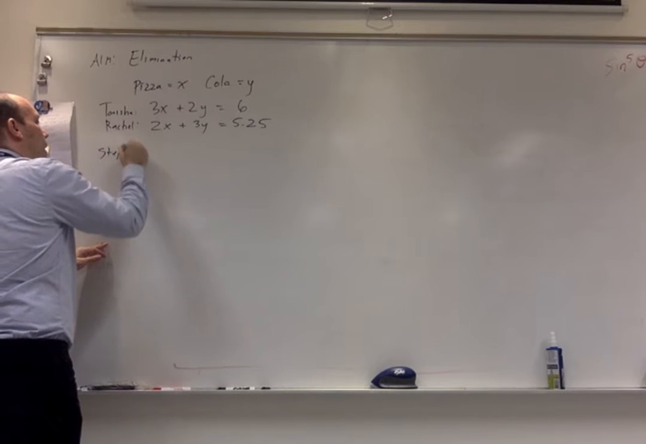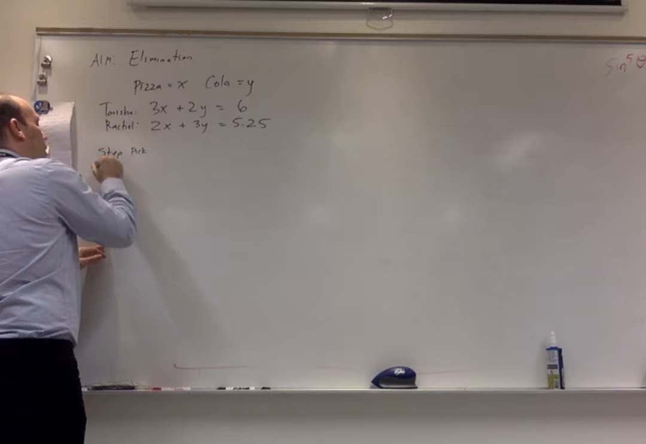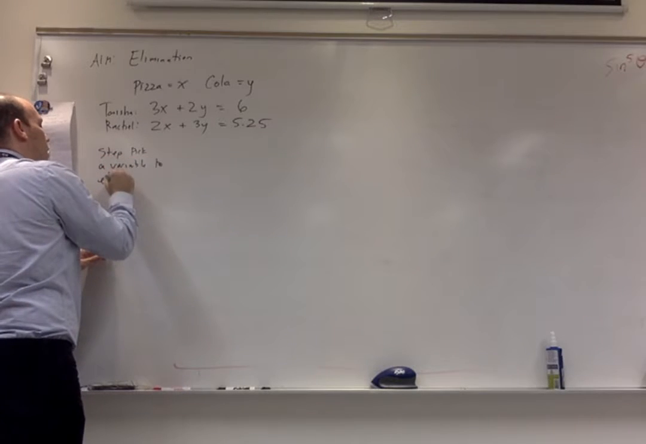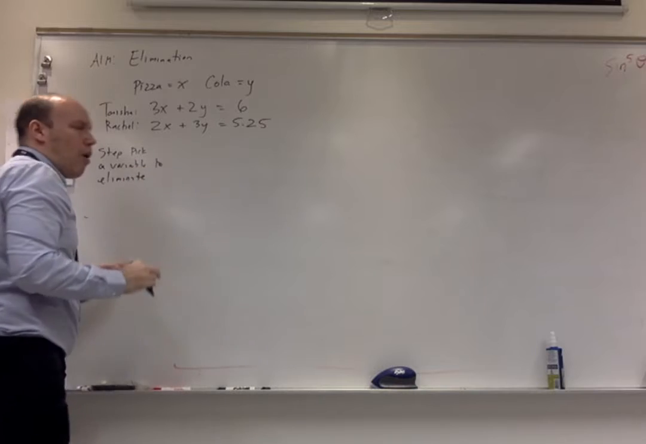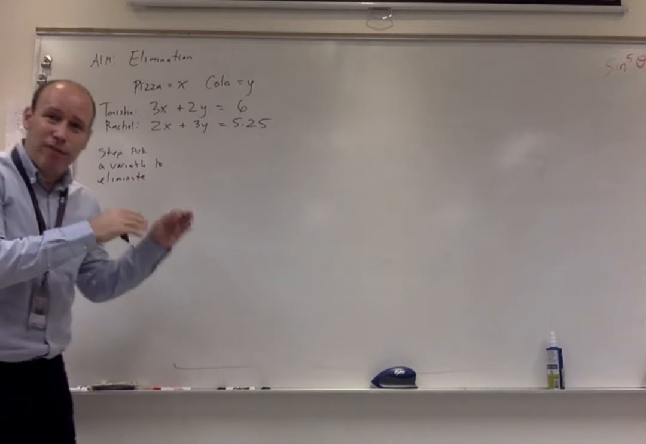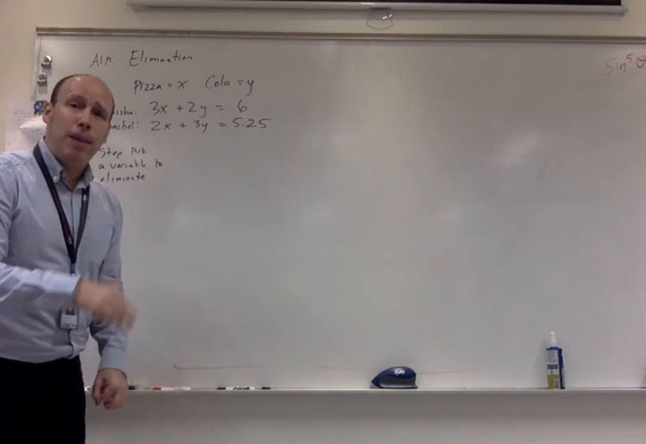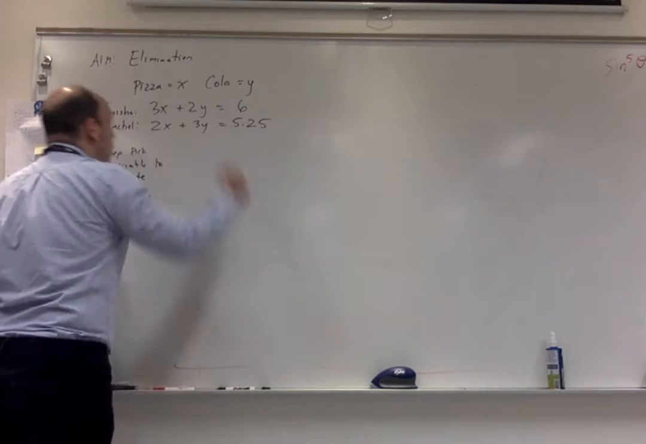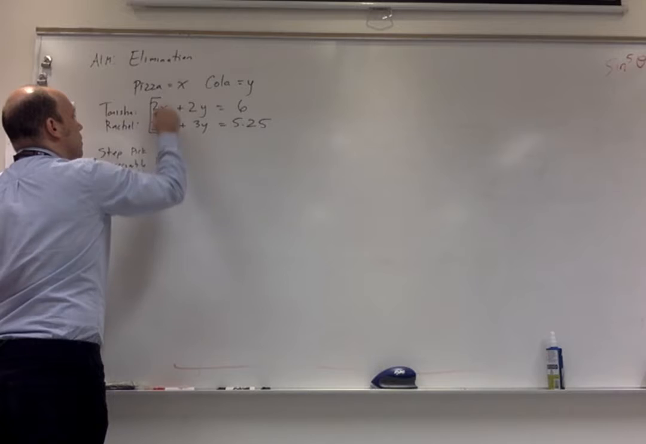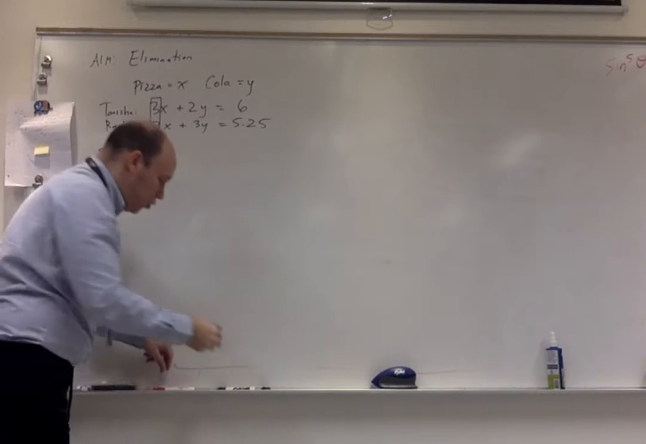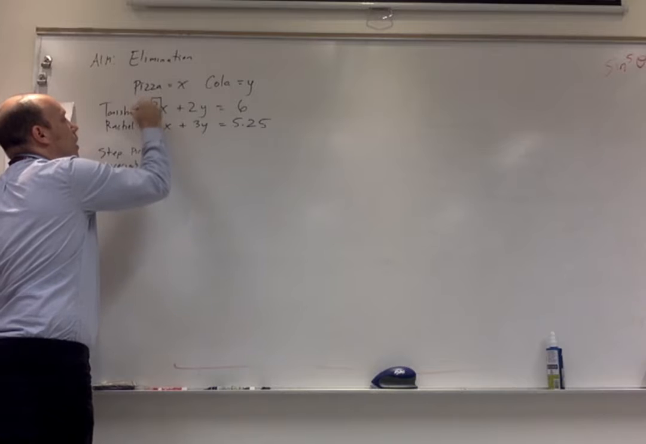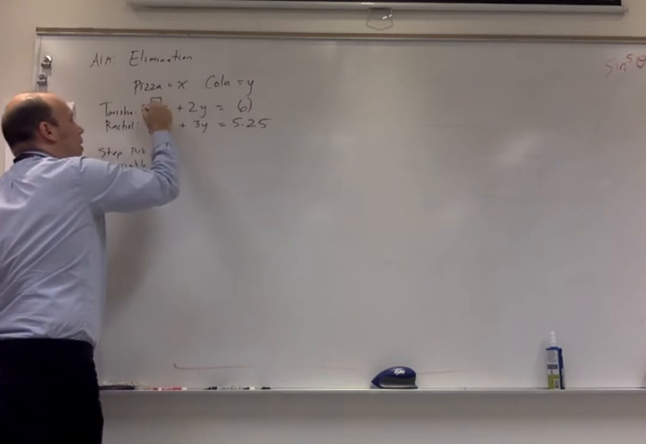pick a variable to eliminate. Now, I'm not going to write some steps down after this. You're going to watch. I'm going to eliminate x. So I'm going to circle the coefficients of x. And then what I'm going to do is multiply the other equation by that number.